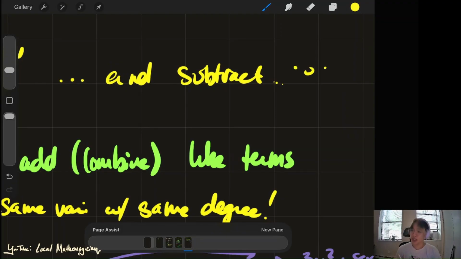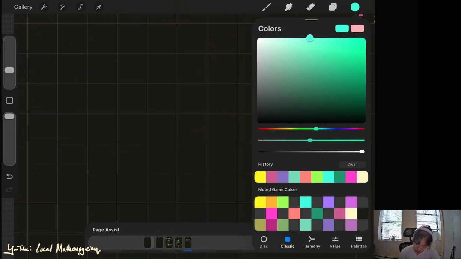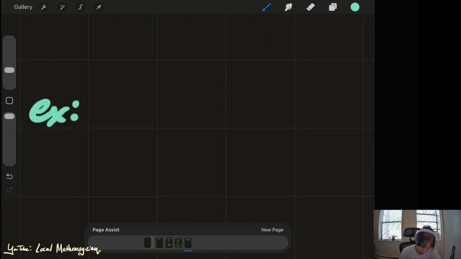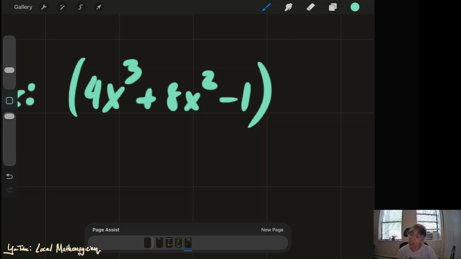Subtraction is just inverse addition. I don't believe in subtraction, personally. I'll show you an example, though. Let's say, for example, you have 4x cubed plus 8x squared minus 1, right? This minus 1 is fine. It is okay, all right?